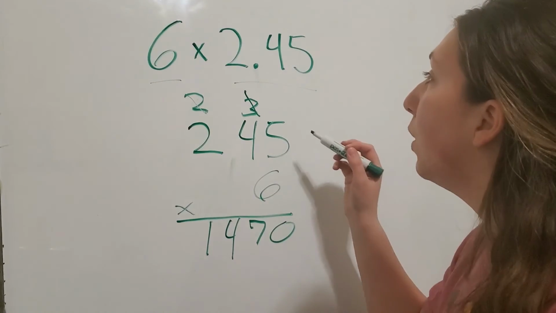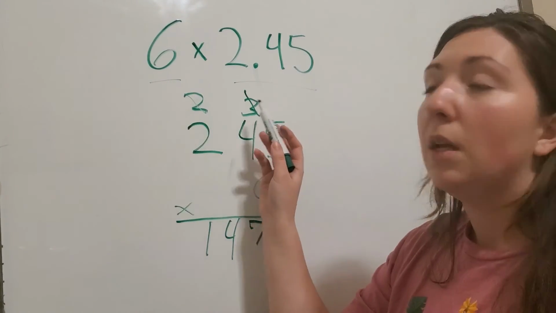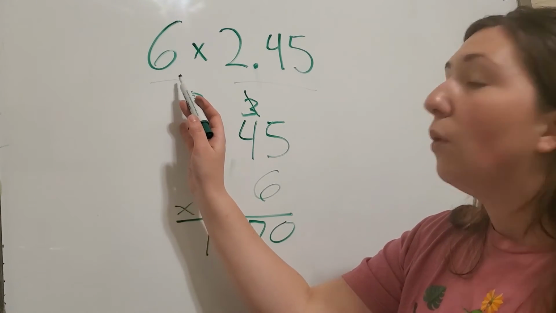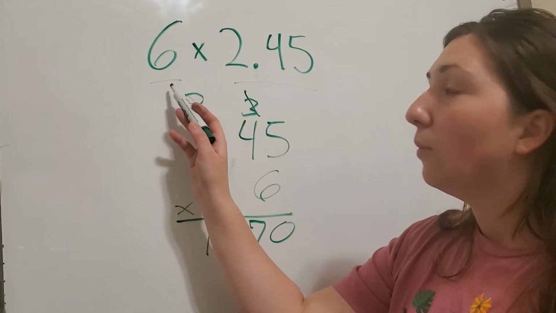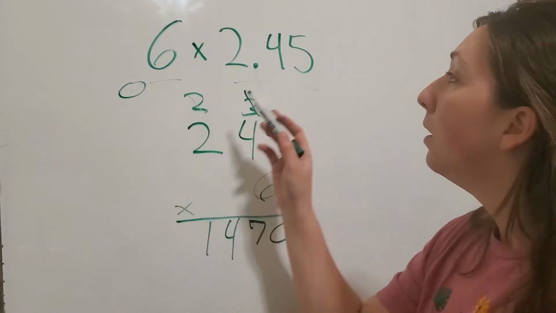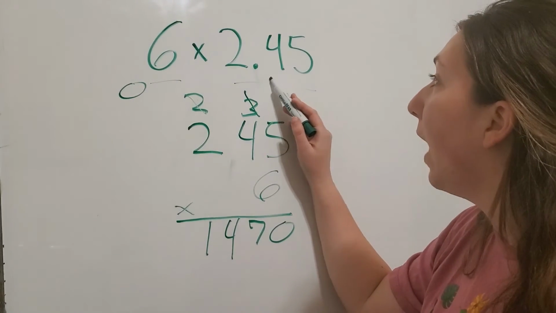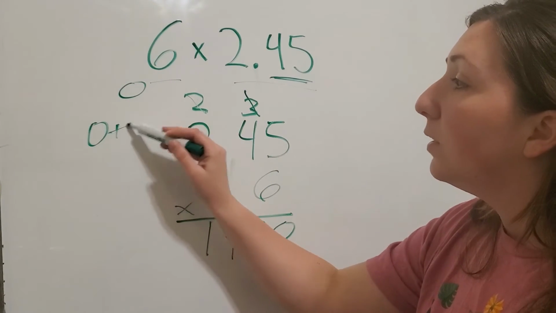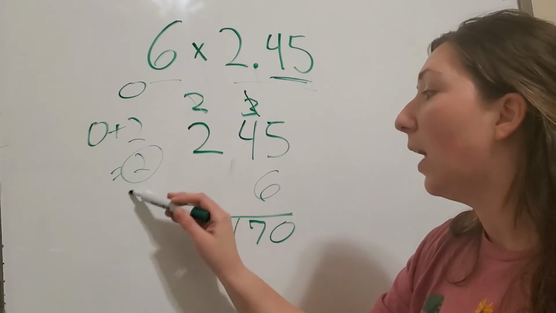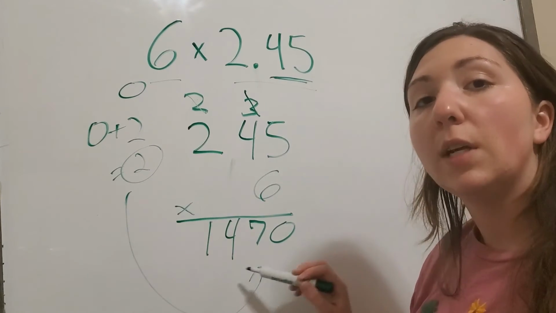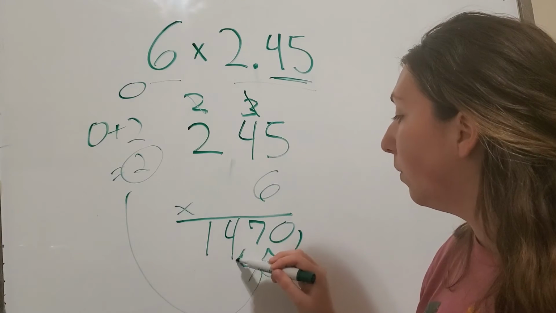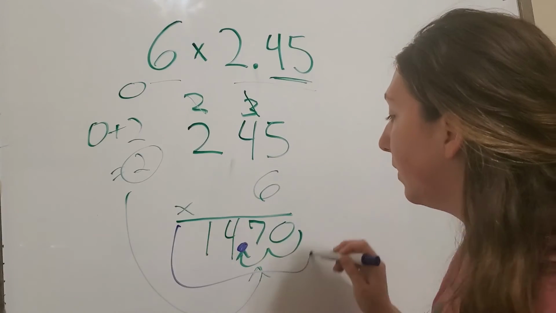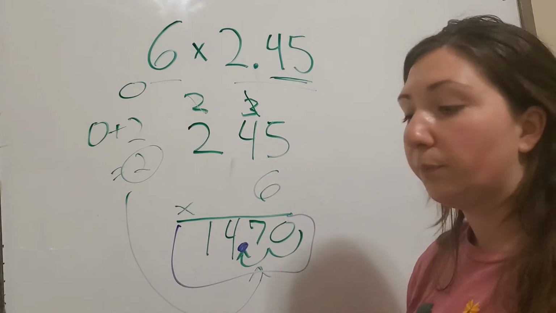Very important. So we go back at the top to look at our numbers. Now, is this a decimal or a whole number? It's a whole number. So is there a decimal? No, there is no decimal here. So we have 0. And here we do have a decimal, and we have how many digits behind the decimal point? 2. So 0 plus 2 is 2. That tells us how many places to move our decimal point from the back. 1, 2. Okay? And that will go right there, and that makes our answer 14.70.